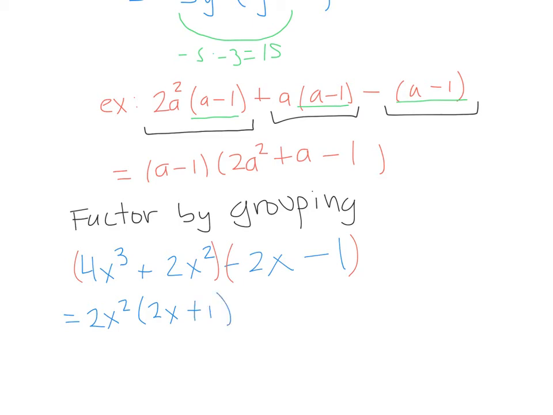Okay, now we look at the second group, the negative 2x minus 1. Well, from the first term and the second term, the only common factor is a negative 1. So we'll bring that out in front. And then what we're left with is a positive 2x, and if we take a negative out of a negative, we're left with a positive again, so we get plus 1.